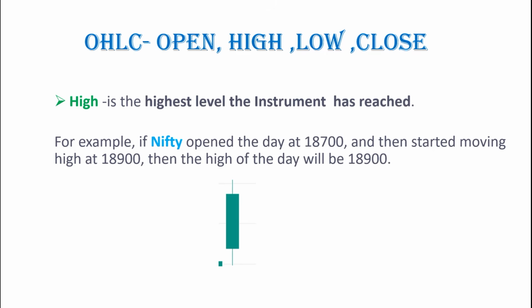What is called the high level of the price? High is the highest level that the instrument has reached. So this is the green candle. What is the highest price for this particular green candle? This wick will be the highest level. That is the price that has reached the high for that particular day or for that particular time frame which we are looking into.